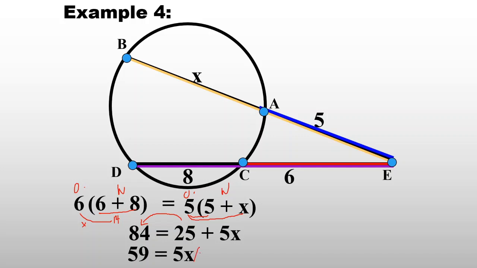Divide both sides by 5. Yan, divide both sides by 5. So, cancel, cancel. So, 59 divided by 5 is 11.8. So, x is equal to 11.8.